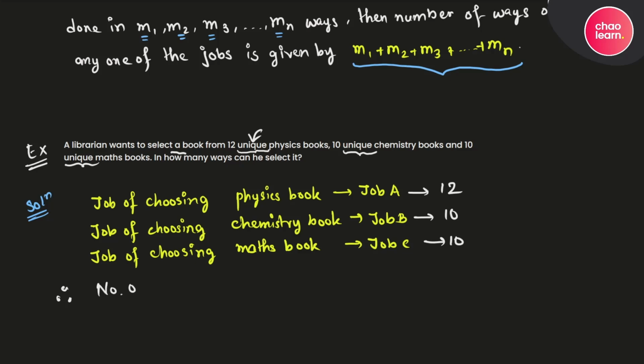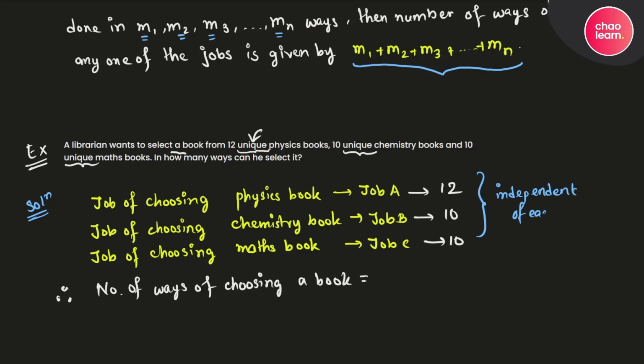So we can write the number of ways of choosing a book. Here you should notice that these three jobs are independent of each other. So the librarian could choose either a physics book or a chemistry book or a maths book. He could perform any of the particular jobs independently of each other. So if he chooses a chemistry book, it is not impacting any other job, right?